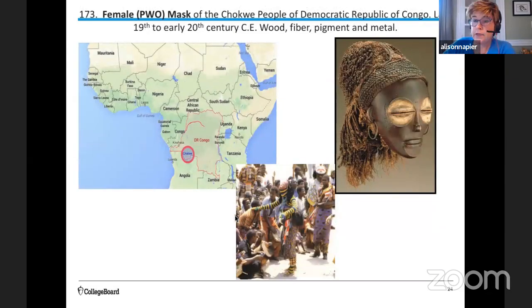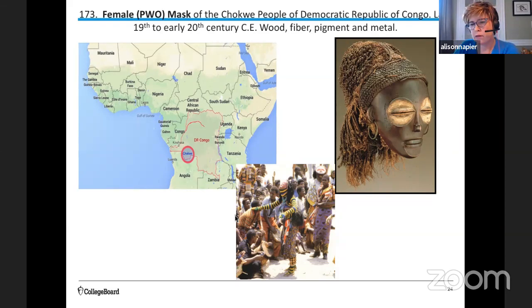The next mask we look at is the Pwo mask from the Chokwe people. This honors female ancestors. The representations are significant in that the Chokwe trace their descent through their mother's family line, so they are a matrilineal culture. And what we see here is a depiction of beauty, a young woman adorned with tattoos, earrings, and an elaborate hairstyle, and the name Pwo referred to an adult woman who had given birth.